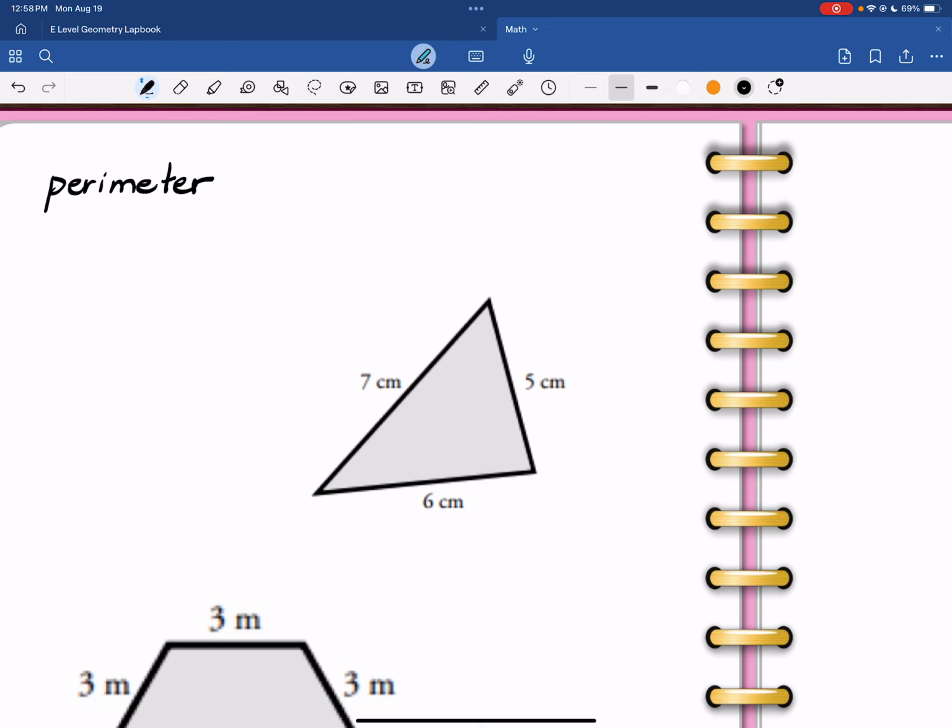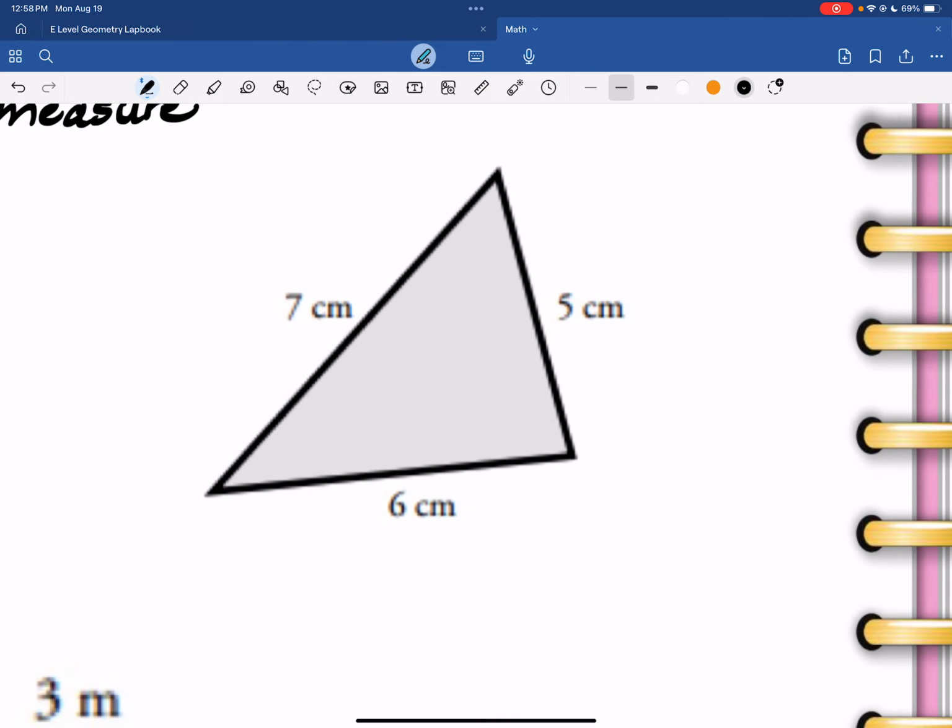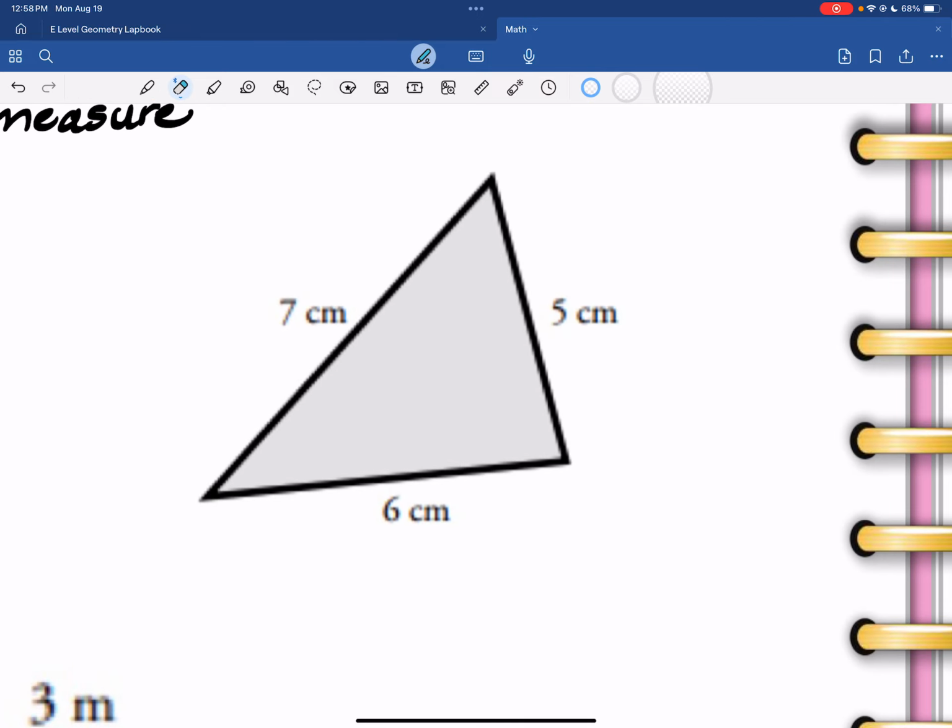Well, if you know that peri, this is really a medical term, or I think a Latin root, it means around. And meter means to measure. So perimeter means to measure around. A perimeter is like a fence. So we're not concerned with what's inside the figure.